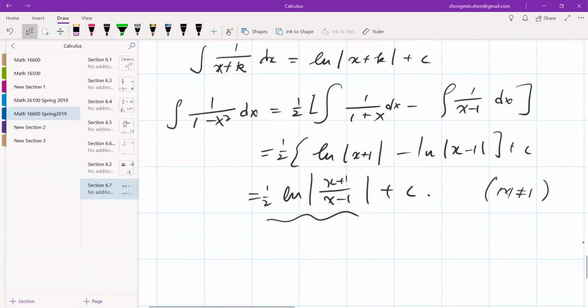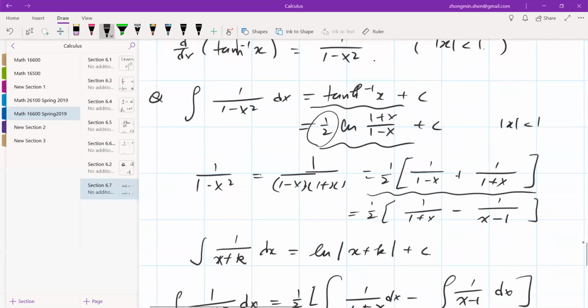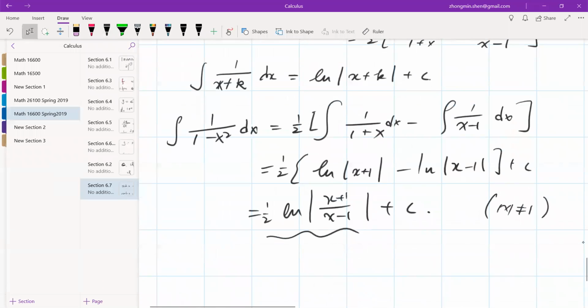So this is a good example. When you see 1 over 1 minus x squared, you can solve the problem directly without using the inverse of hyperbolic tangent x, or you can write down the inverse of hyperbolic tangent x immediately without saying this is okay. But if you still remember another formula for the inverse of hyperbolic tangent x, then you can also put 1/2 times natural log of (1 plus x) over (1 minus x). All right, so those are the interesting formulas.